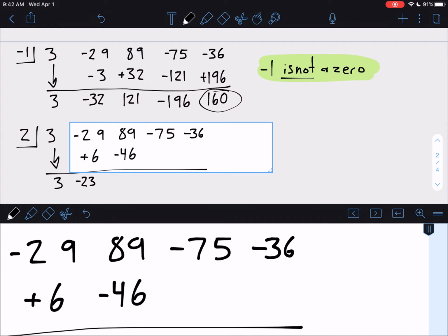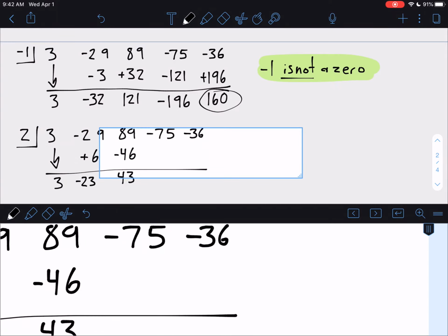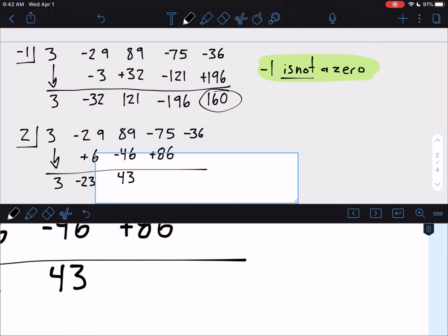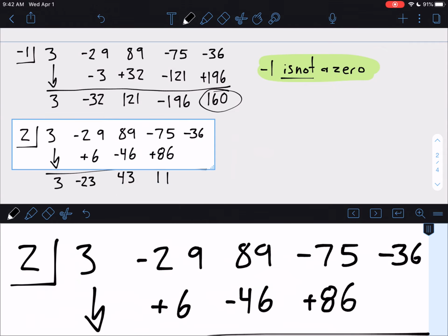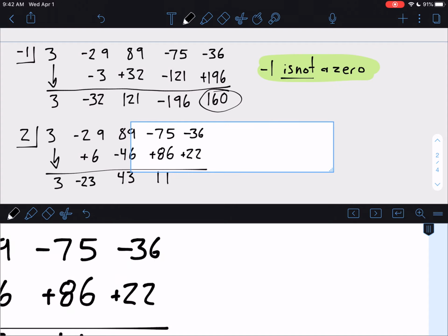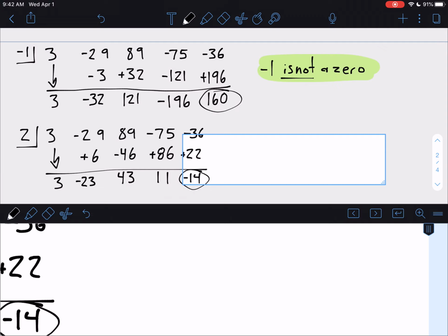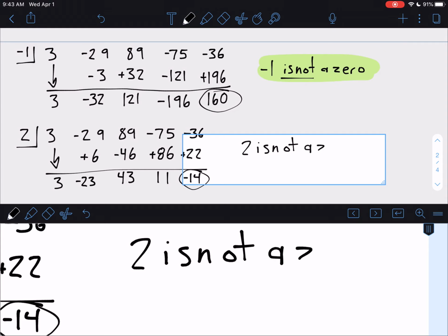89 minus 46 is going to be 43. 2 times 43, that's going to give me positive 86. Negative 75 plus 86 is 11. And 2 times 11 is 22, positive 22. So negative 36 plus 22 is unfortunately negative 14. So even though it was a lot closer to 0 than the last one was, it's still not 0. So this means 2 is not a 0 of the polynomial.